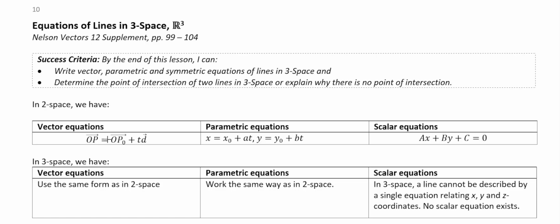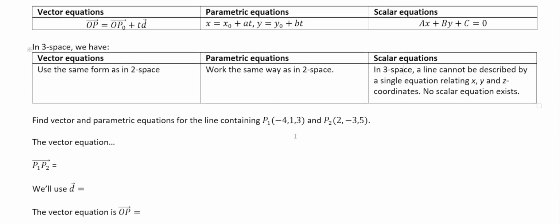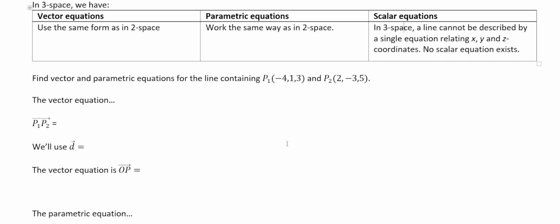In this video, we're going to look at the equations of lines in 3-space. In 2-space, you can have vector equations, parametric equations, and scalar equations. But in 3-space, you can only have vector equations and parametric equations. Scalar equations do not exist in 3-space. So we're going to find the vector and parametric equations for the line containing these 2 points.